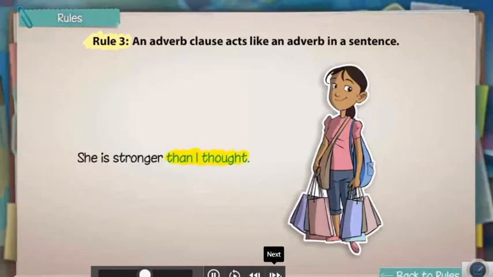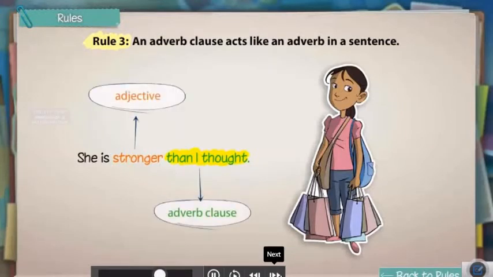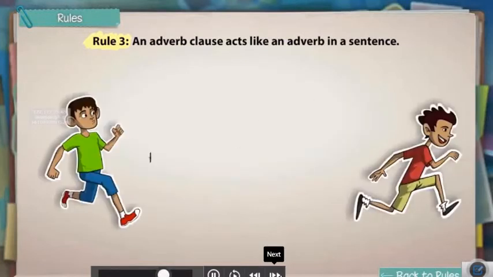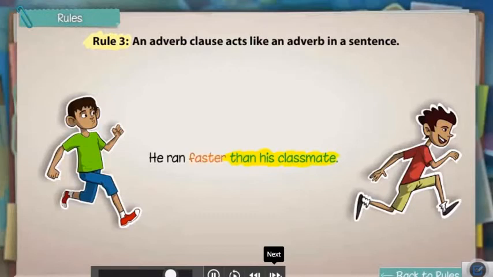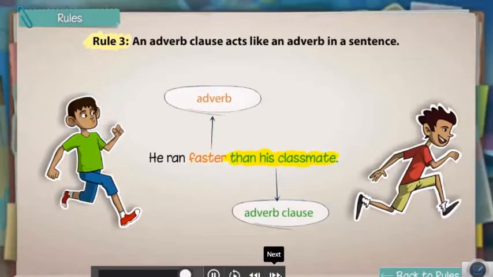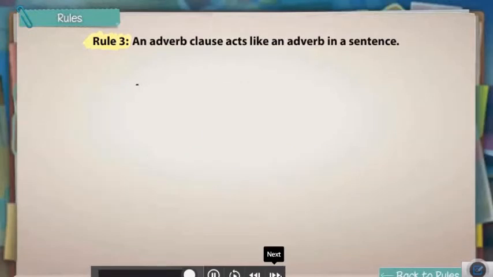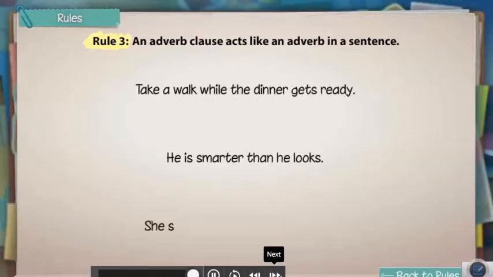Sometimes, an adverb clause modifies an adjective in the sentence. For instance, here, the adverb clause modifies the adjective stronger. Similarly, an adverb clause may also modify an adverb in the main clause. For instance, here, the adverb clause modifies the adverb faster in the main clause. Here are a few more examples of adverb clauses.